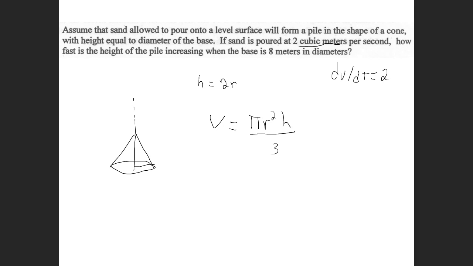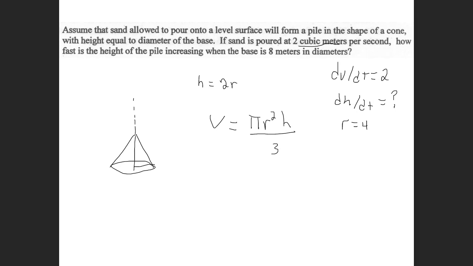How fast is the height of the pile increasing? So what am I looking for? How fast is the height? That would be dH/dt, and that's my question mark. When the base is 8 meters in diameter, so what would the radius be then? Radius would equal 4, wouldn't it?